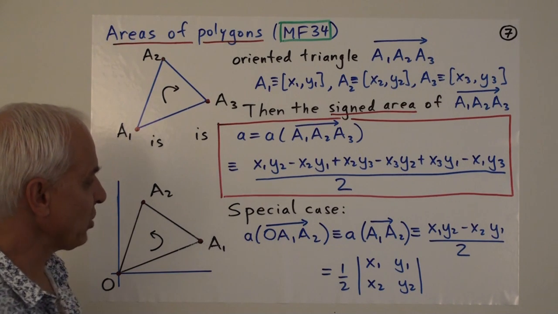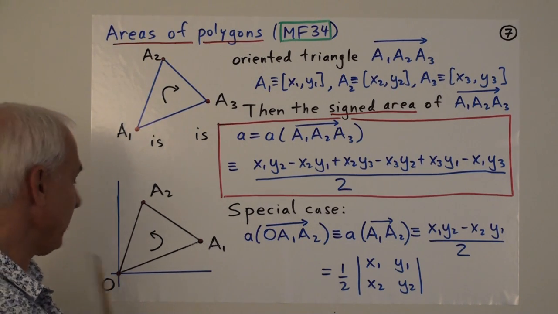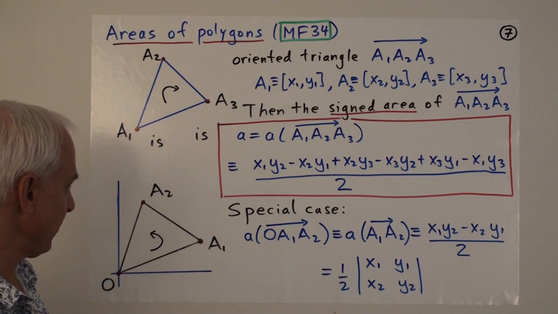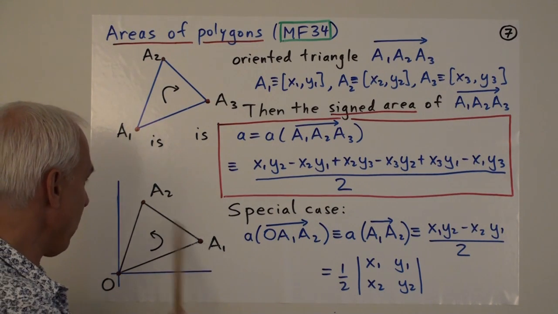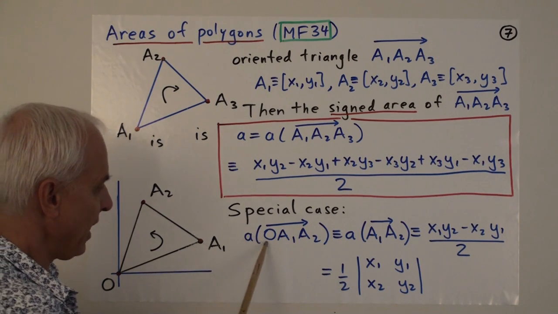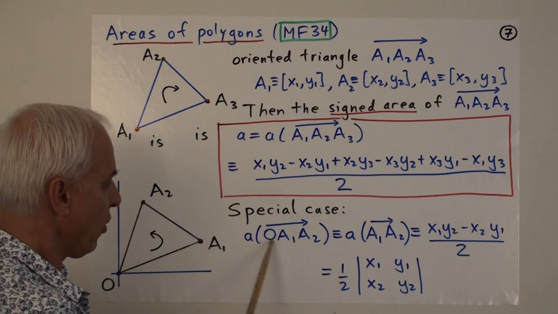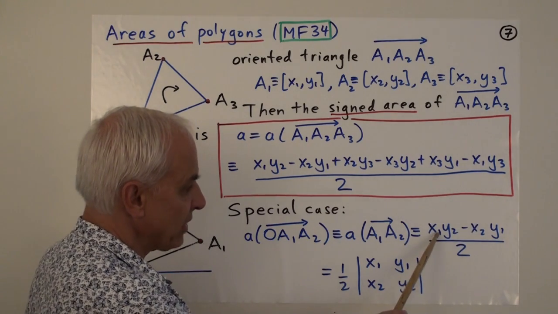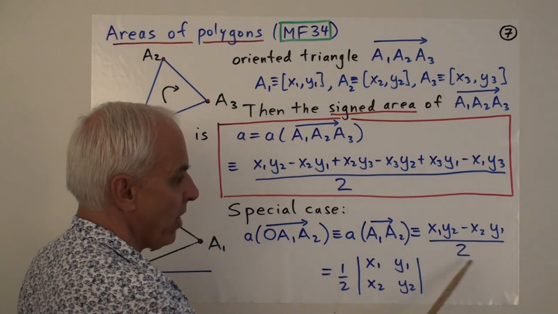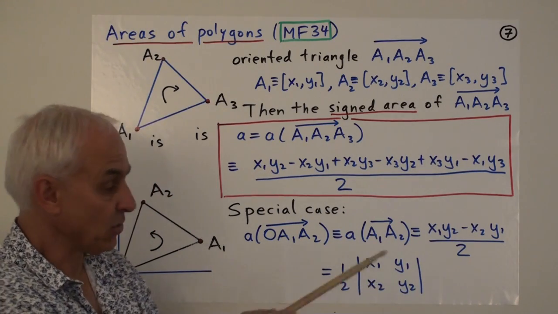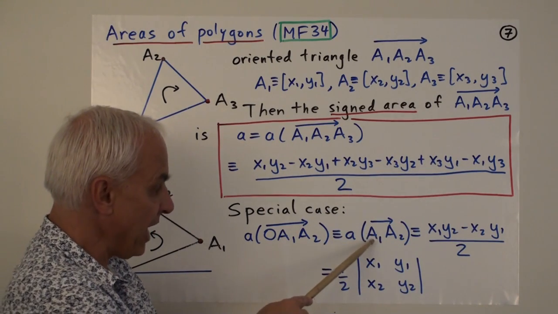So there's an important special case here when one of the vertices is actually the origin of our coordinate system. So suppose we have a triangle O, A1, A2, oriented this way. Then the signed area of O, A1, A2 just reduces to (x1 y2 minus x2 y1) over 2. These two terms would be 0. And we introduced this notation that we could call A of A1, A2.